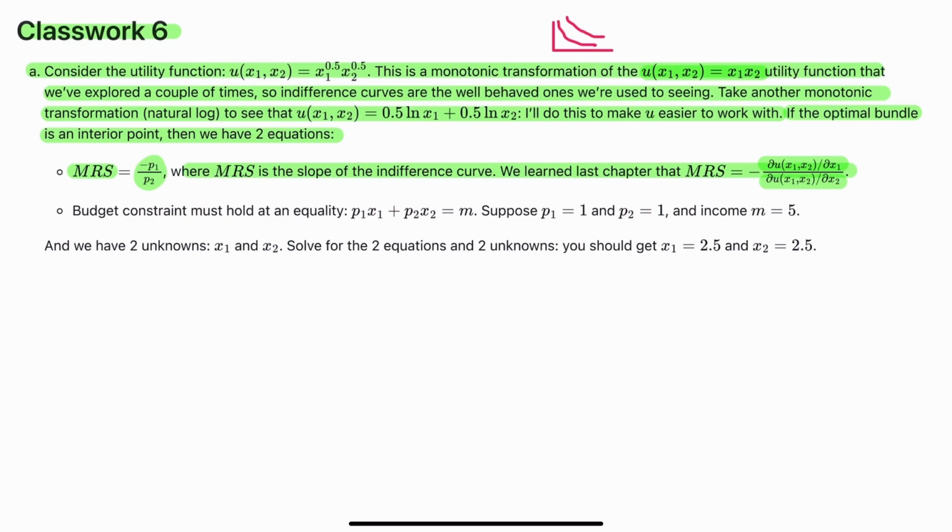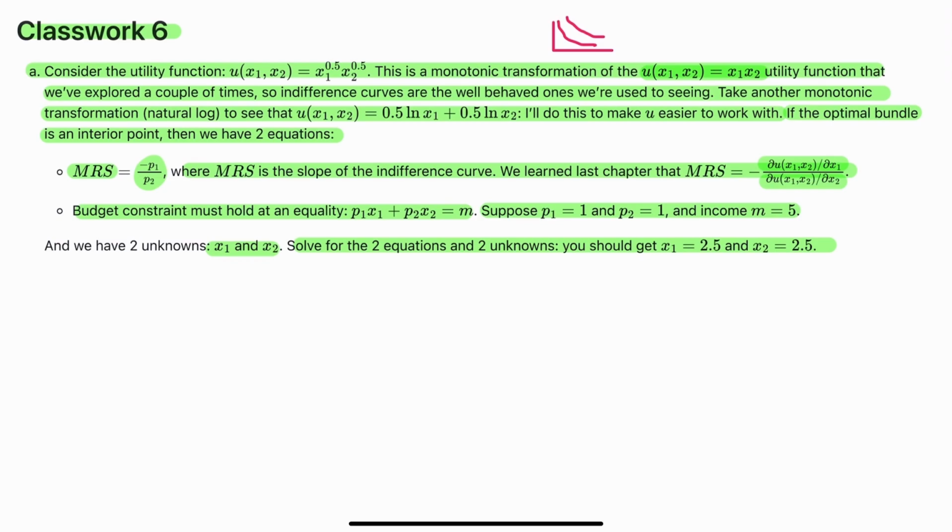And then our second equation is that the budget constraint must hold at an equality. We're going to spend all our money. P1x1 plus P2x2 equals m. Suppose P1 is 1, P2 is 1, and income m is 5. We also have two unknowns, x1 and x2. We're going to solve for these two equations and two unknowns. We should get x1 is 2.5 and x2 is 2.5.